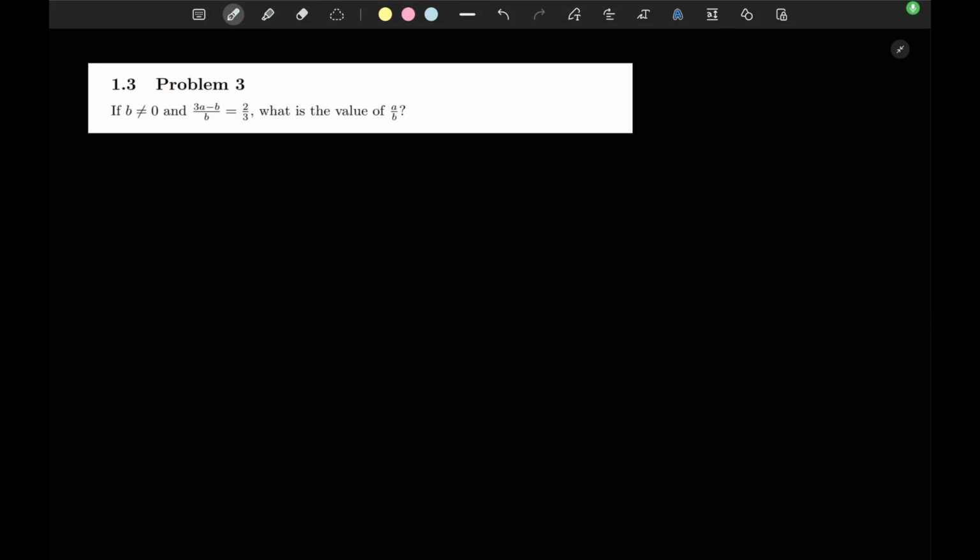Hi there everyone. Today we're going to be looking at this algebra problem that involves finding the value of the ratio of two variables. The problem goes as follows. If b does not equal 0 and the value (3a minus b) over b equals 2 over 3, what is the value of a over b?